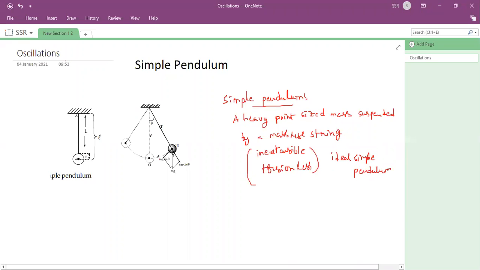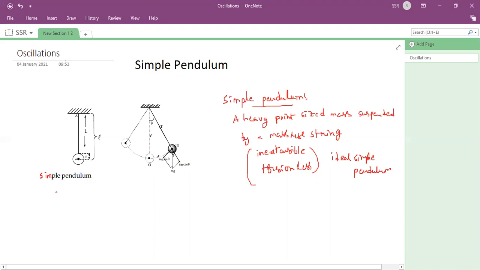I repeat once again, a heavy point-sized mass suspended by a massless, inextensible, and torsionless string is called an ideal simple pendulum. Are you clear on this point? Yes or no? Yes, sir.